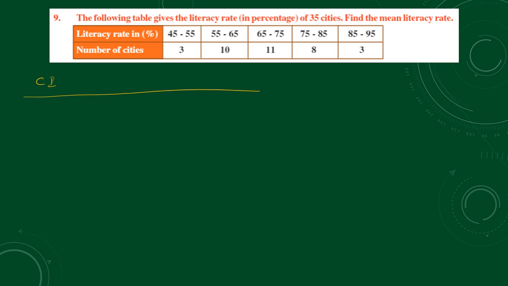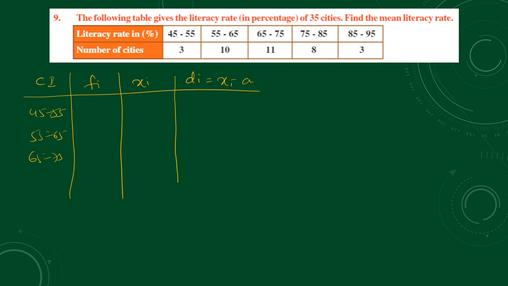Okay, class intervals followed by frequencies. Next, I am going to have the mid values followed by di's. So di is nothing but xi minus a. What is the class interval here? 45 to 55, 55 to 65, 65 to 75, 75 to 85, and 85 to 95. Now what are the frequencies? 3, 10, 11, 8, 3. Now what is xi? 45, 55, average is 50, difference is 10, so 50, 60, 70, 80 and 90.